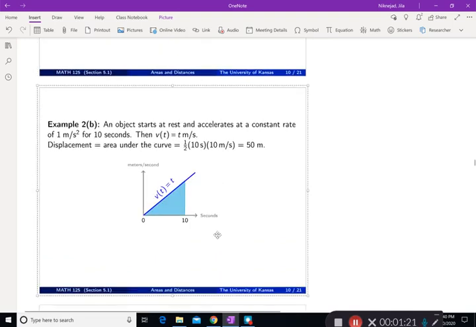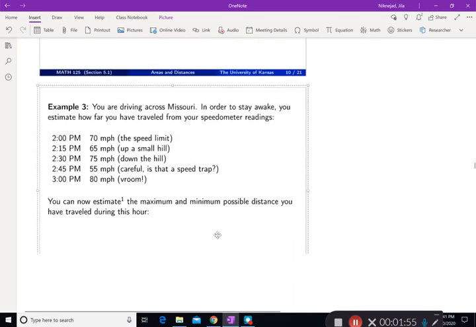Now, if an object starts at rest and accelerates at a constant rate of 1 meter per second squared for 10 seconds, then v of t is going to be t. And the displacement, the area under the curve, is going to be 1/2 times 10 seconds times 10 meters per second, which equals 50. That's the triangular area underneath the graph basically.